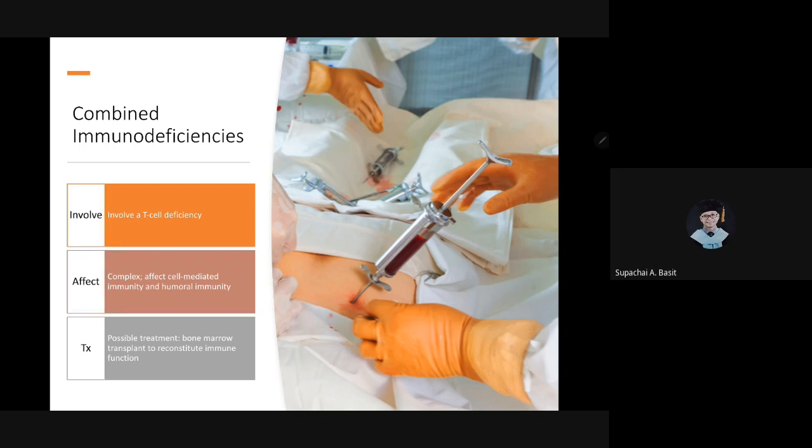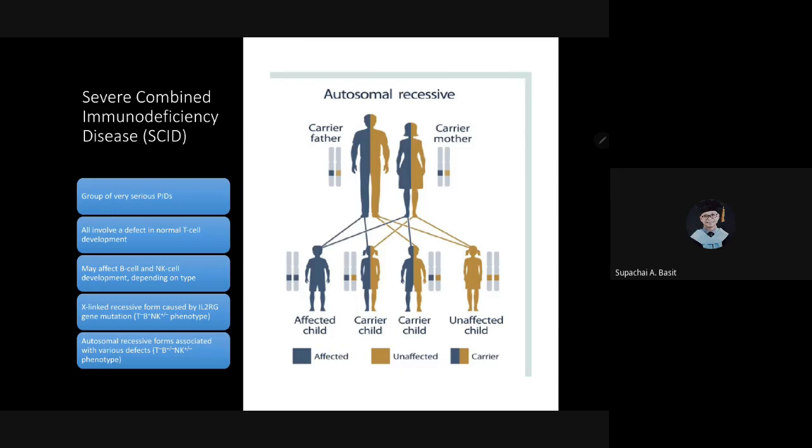so let's talk about combined immunodeficiencies. The combined immunodeficiencies will involve not just T cell deficiencies, but also B cell deficiencies. Okay, so it will involve both T cell and B cell deficiencies, and it will affect both cell-mediated and humoral immunity. Okay, and possible treatment would be bone marrow transplant to reconstitute the immune function.